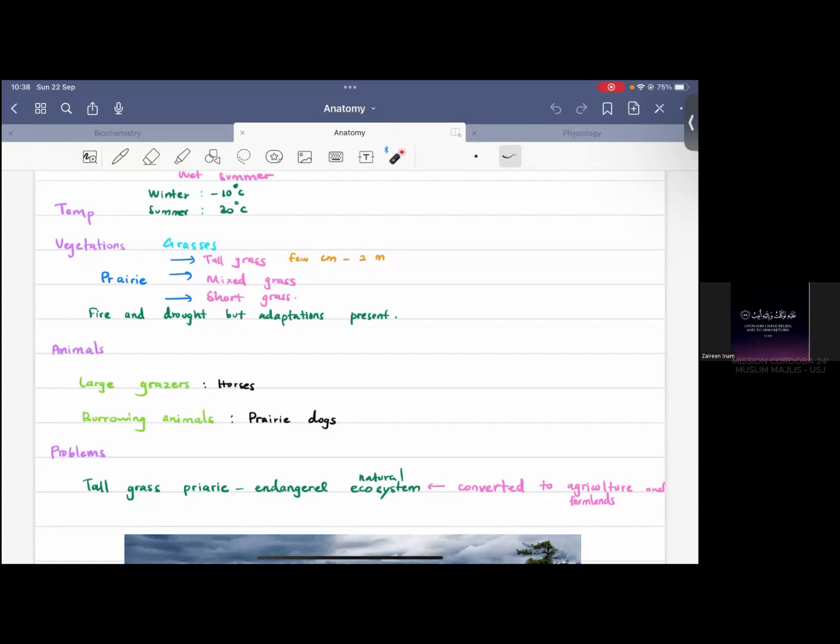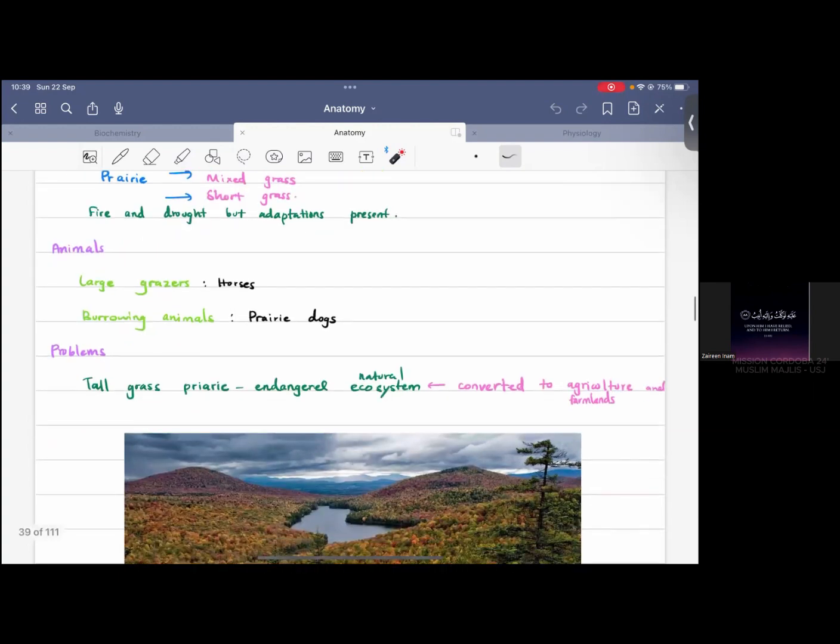And here also fire and drought are very common, because I told you seasonal drought is there. The plants growing here also have adaptations to cope with fire, but luckily they didn't give one, so you don't have to remember. Then animals: large grazers like horses, and burrowing animals, which dig holes in the land and live inside. Prairie dogs are there. The problem is that the tall grass prairie is mainly endangered. It is because they are converted to agricultural and farmlands. So that is the reason why they are endangered.